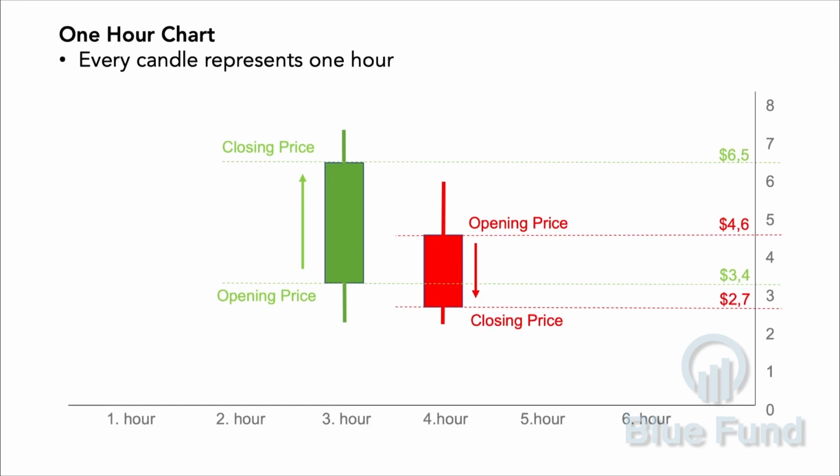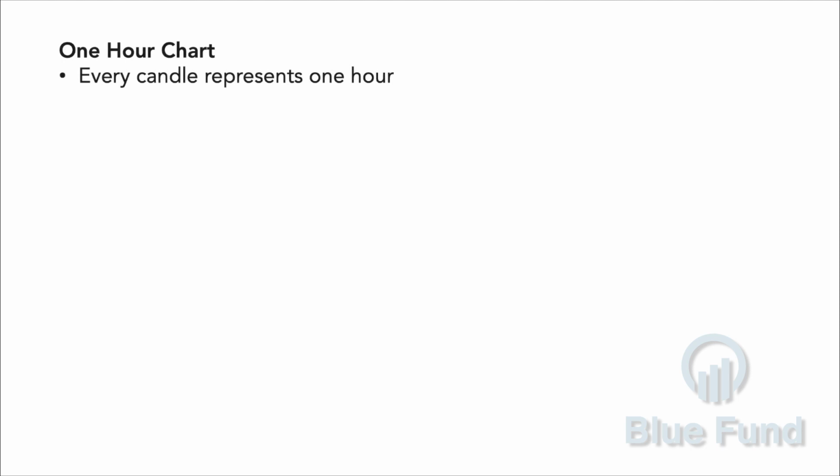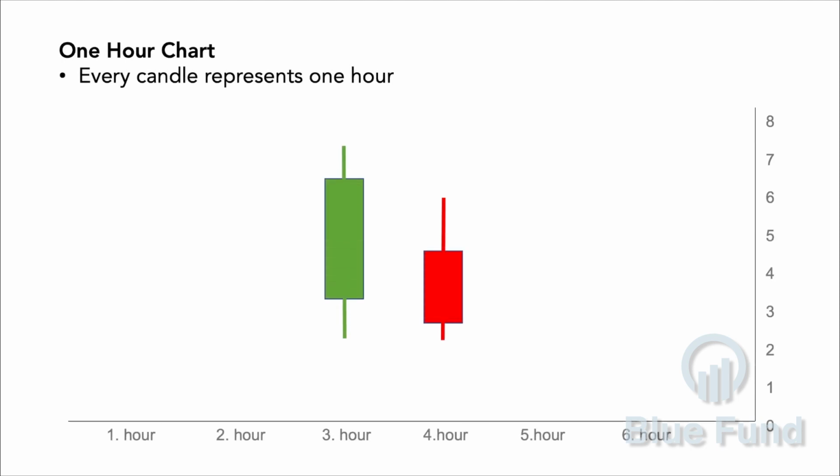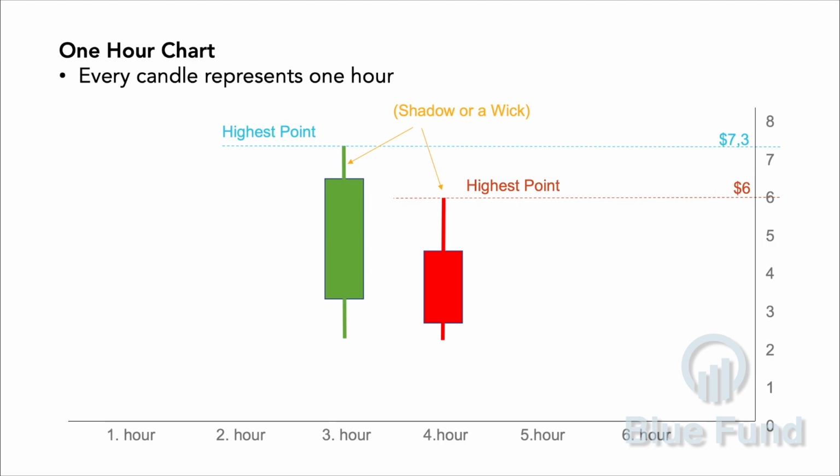The other two things are highs and lows. Those are represented by the thin lines sticking from above and from below the candles. These lines are called shadows or wicks. The top one is representing the highest price at which the asset was trading within this hour. Therefore, logically, the down one is representing the lowest price point at which this asset was trading within this hour.